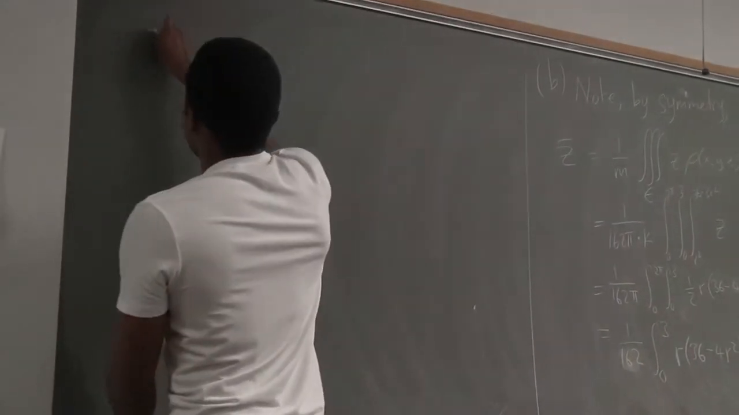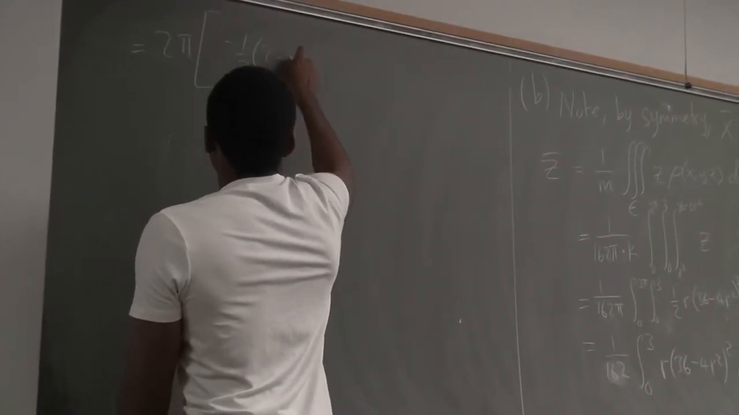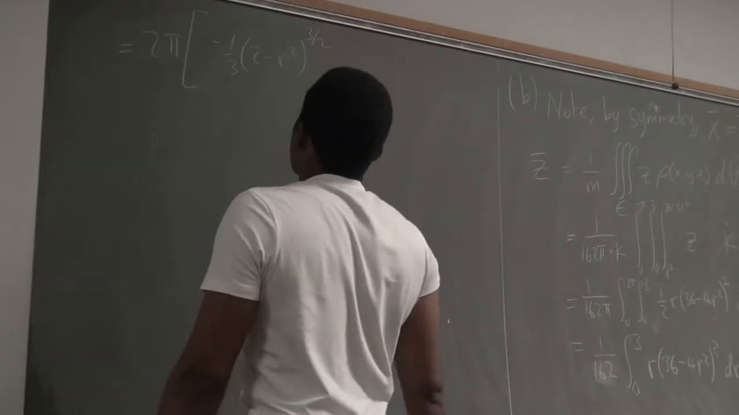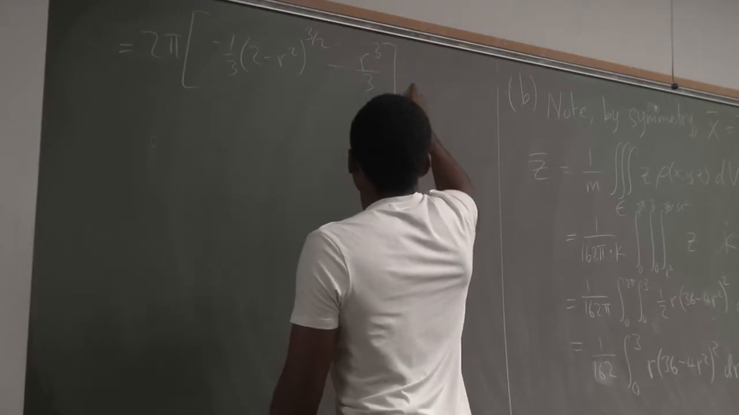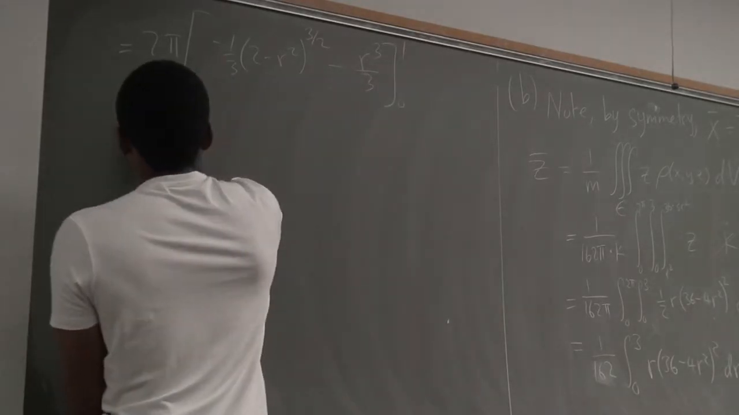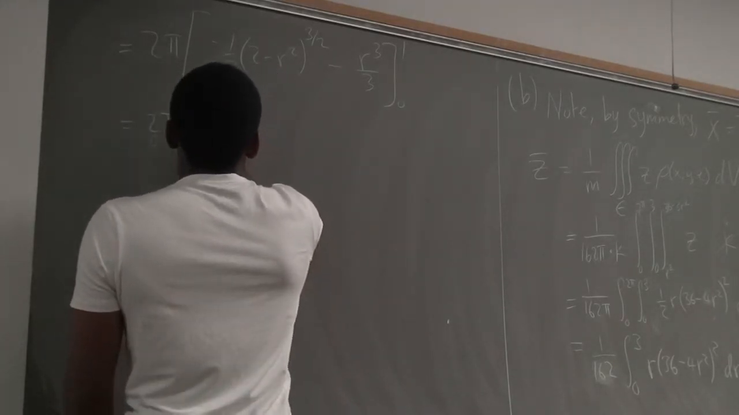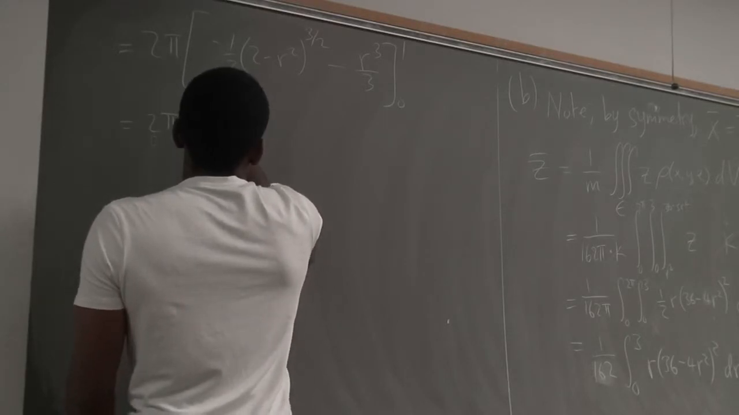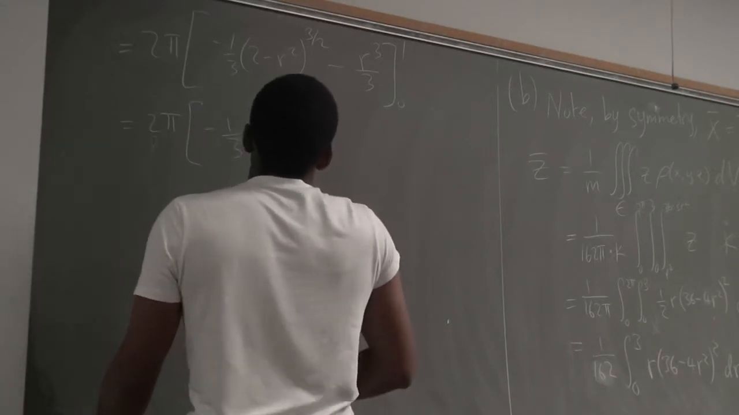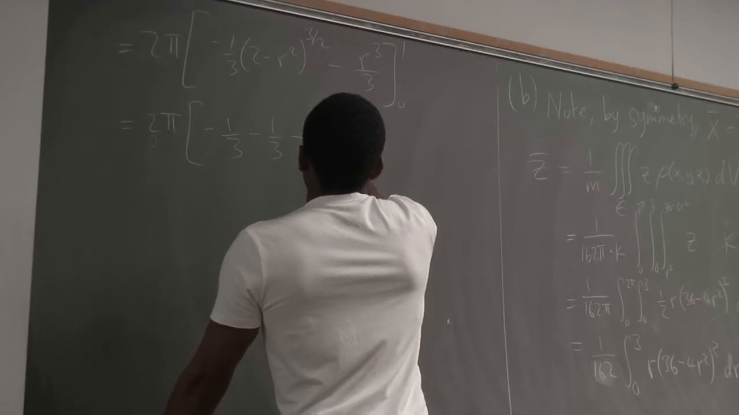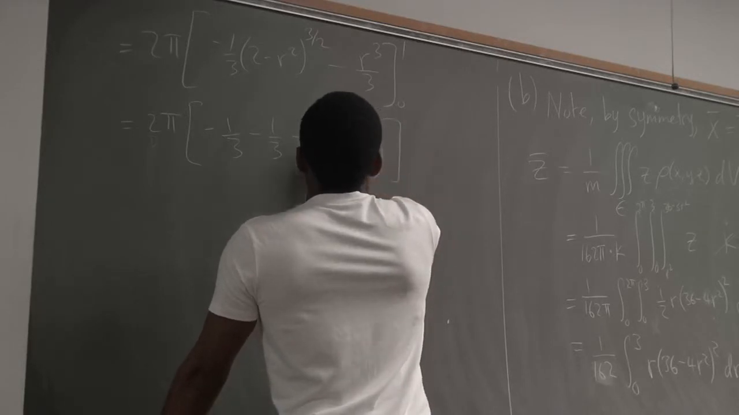The first one is a substitution. It's going to be something like minus a third times 2 minus r squared to the 3 over 2, minus r cubed over 3. So if I plug in 1 for r, I get minus a third. If I plug in 0 for r, I would get 2 to the 3 over 2 over 3, minus.